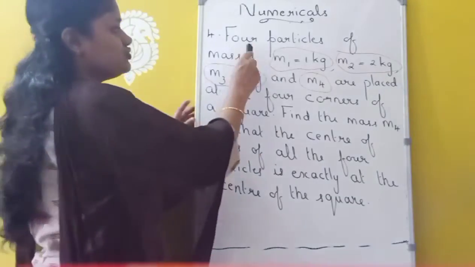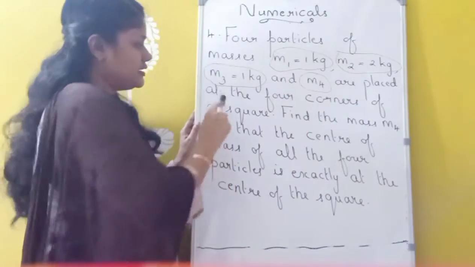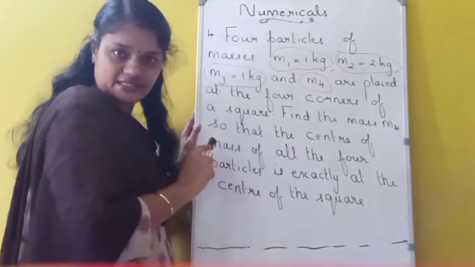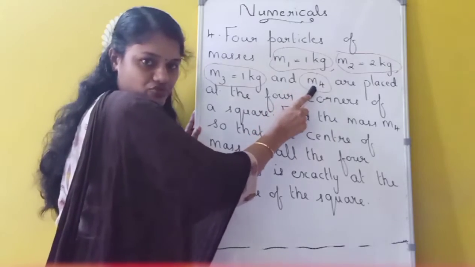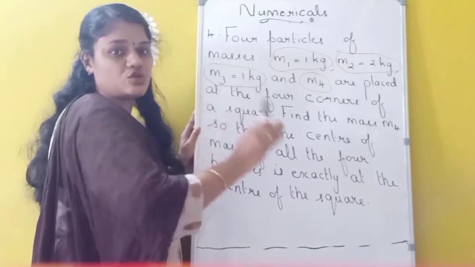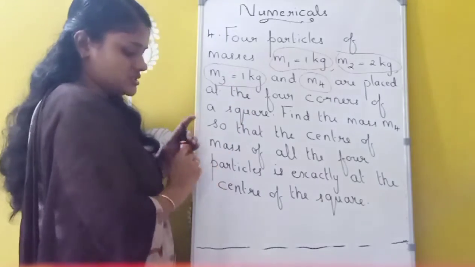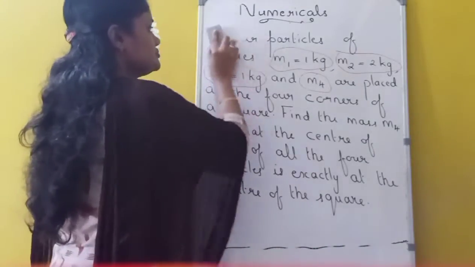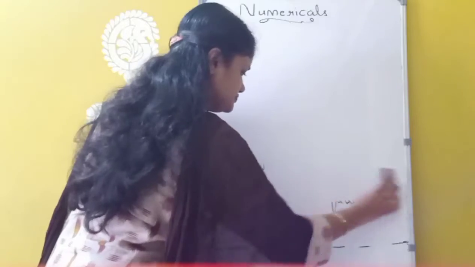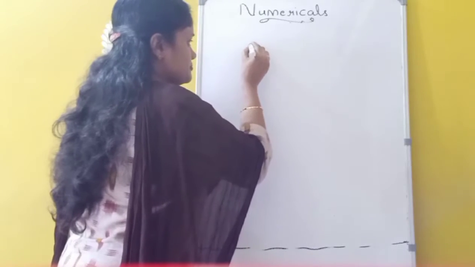Now fourth problem. Four particles of masses M1 equals 1 kg, M2 equals 2 kg and M3 equals 1 kg and M4 are placed at the four corners of a square, and we have to find this mass M4 so that the center of mass of all these four particles lies at the center of the square. The center of mass of this four particle system lies at the center of the square. So first of all we can draw a diagram.